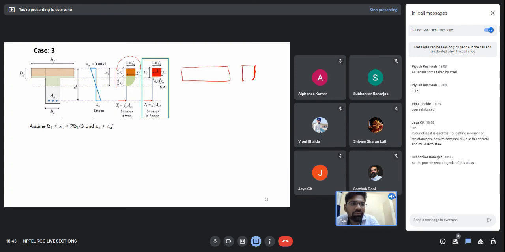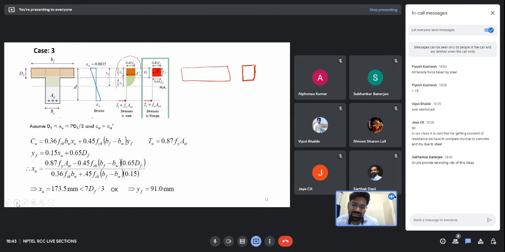So I don't know what will be the centroid of this, and how should I calculate this stress in the flange. Because of this small green part, now we need to calculate the YF. I can calculate CF, YF by some derivation. You can refer to it from any book. So YF is coming out to be this value. Again, now I can equate the total compression to the total tension. Now when I calculate the actual depth of neutral axis, I am getting it as 173.5, and that value is less than 7 df by 3. So now this case is the correct one.